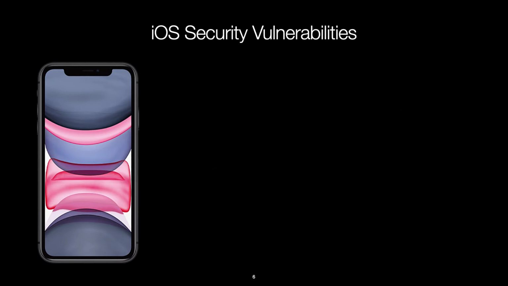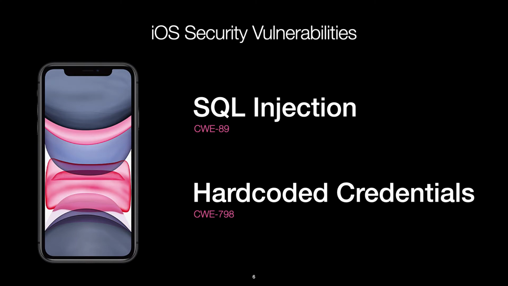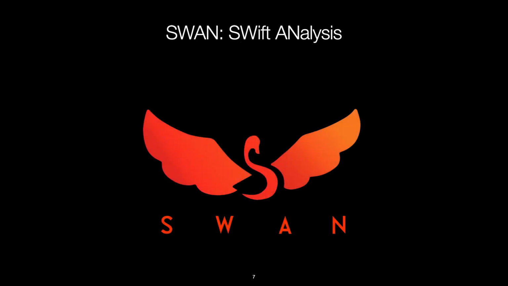Of course, there are general vulnerabilities, such as SQL injection or hard-coded credentials that static analysis could also detect in Swift applications. To bridge this gap between the increasing popularity of Swift, the lack of available static analysis tools, and the many security vulnerabilities Swift applications are susceptible to, we introduced SWAN, a static analysis framework for finding security vulnerabilities in Swift applications.